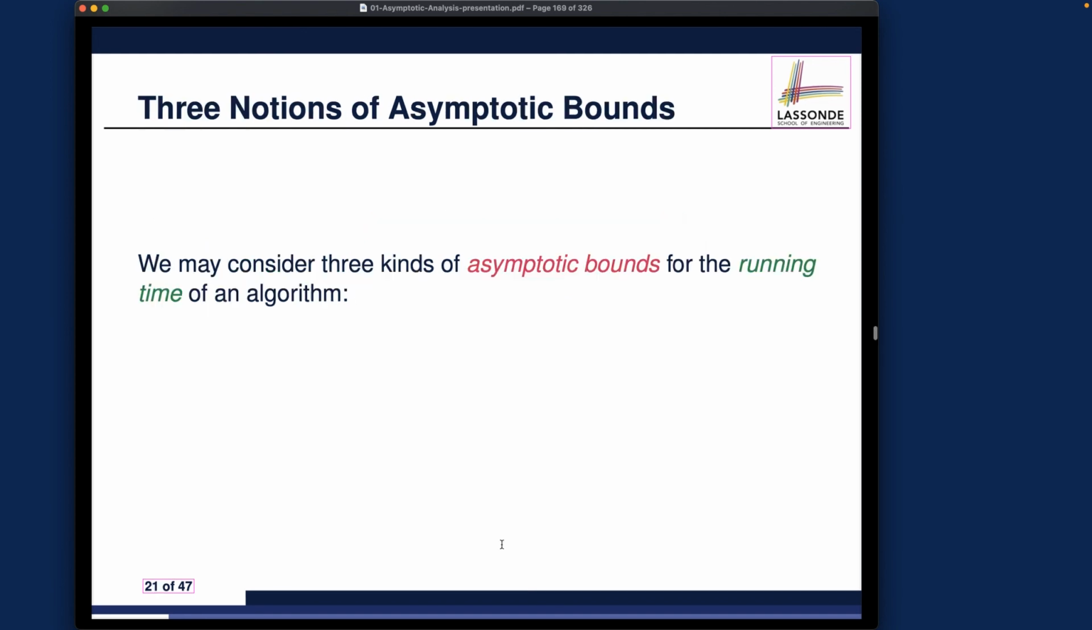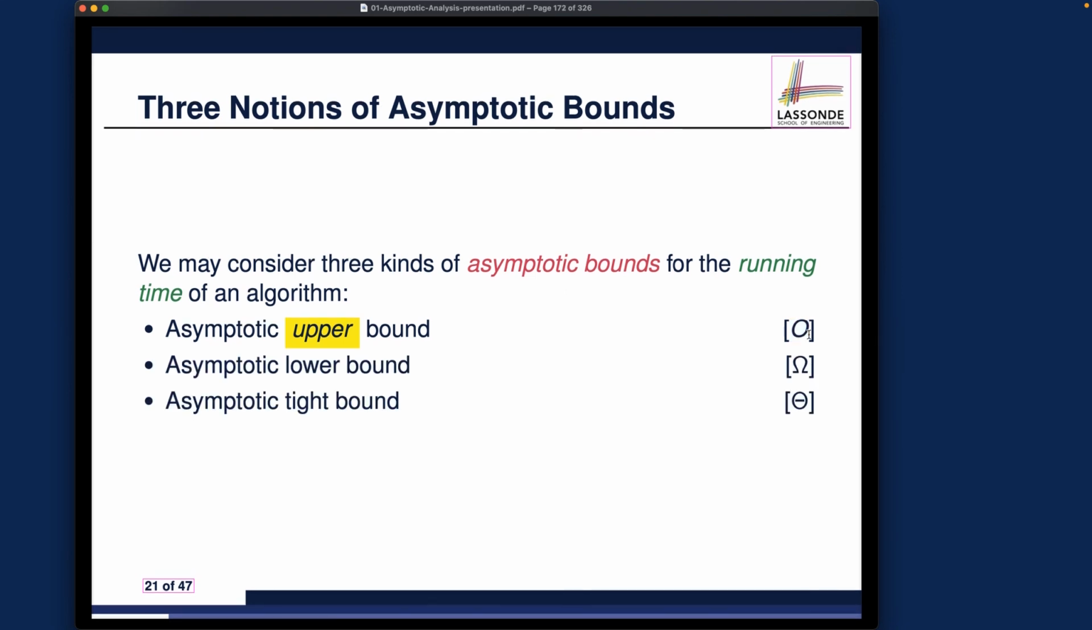Okay. All right. Let's now take a look at the kinds of asymptotic bounds that we're going to learn in this course. We're going to first of all focus on the upper bound mainly for this course, called the big O notation, which we're going to define formally in the next slides. And you should also be aware that we also have two other asymptotic bounds. One is called the lower bound. The other one is called the tight bound. One is called omega, and the other one is called theta.